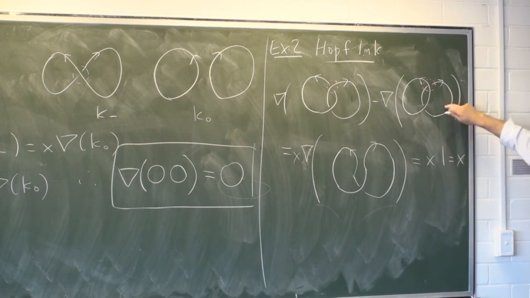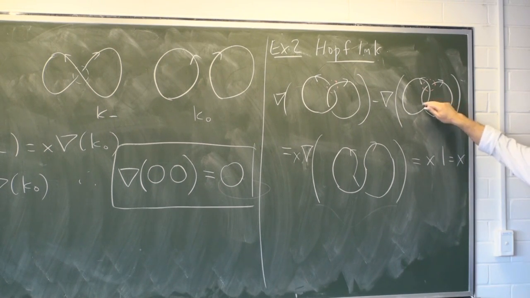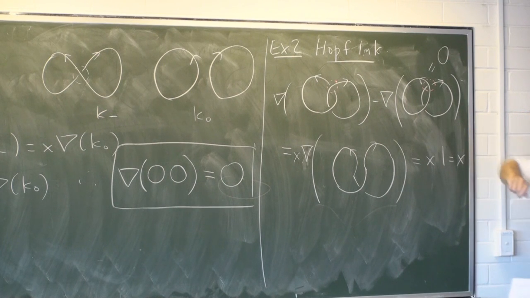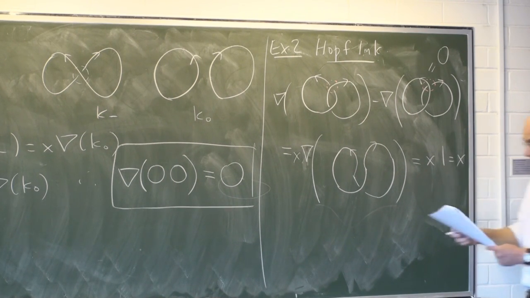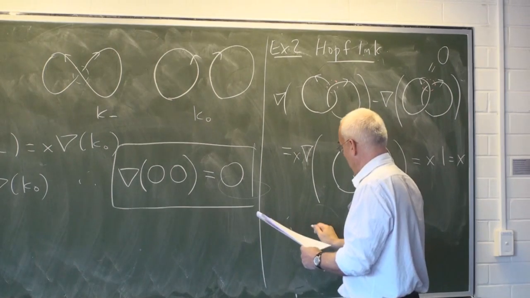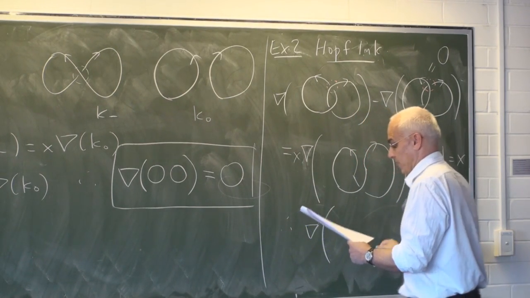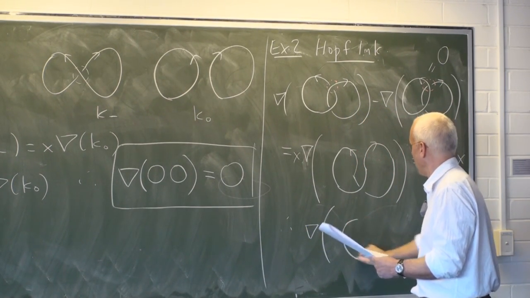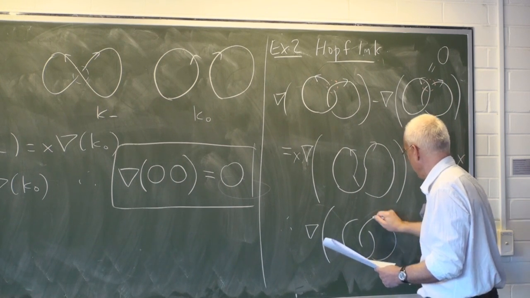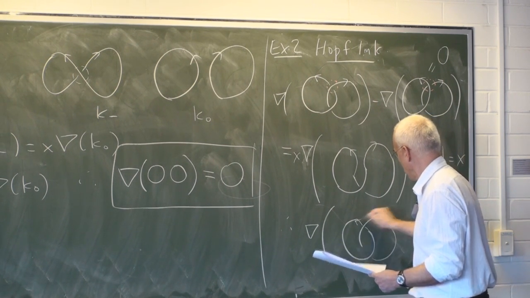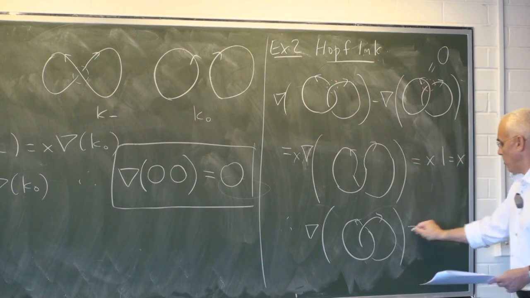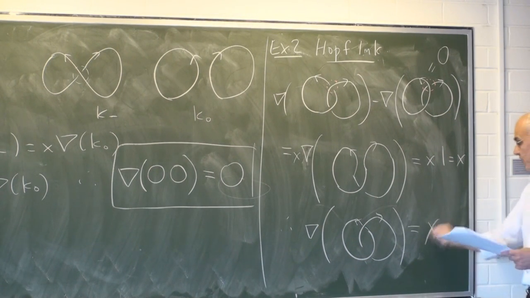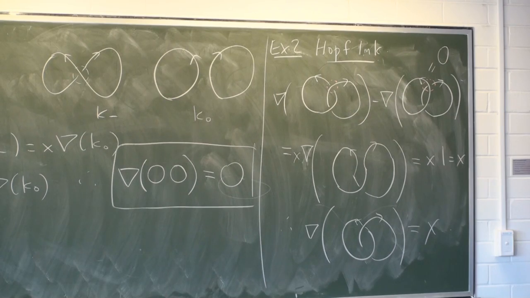On the other hand, what about this one here? This is two disjoint circles, not linked, which we've just calculated is 0. So the value here is 0. And so we conclude that, therefore, our Hopf link, the polynomial's value at that is equal to X.